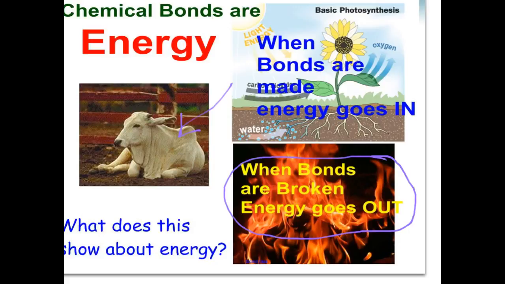So this is what it's all about. Chemical bonds are always being made and being broken. And so when bonds are made, energy is going to go into them. And when the bonds are broken, energy is going to go out.